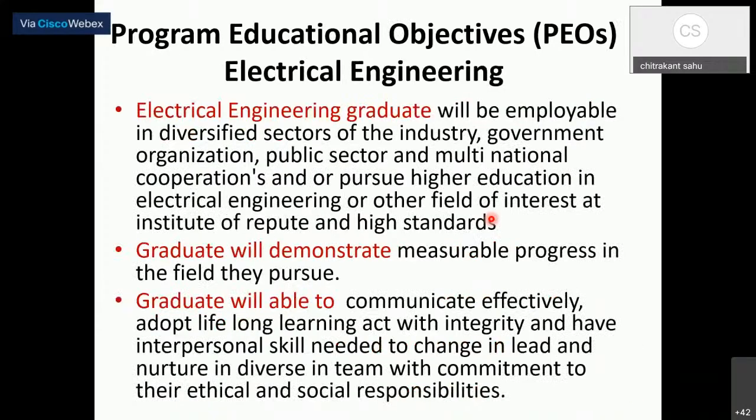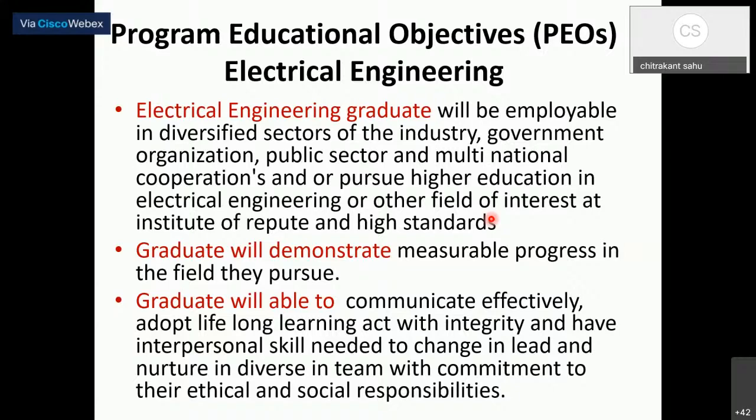So for an example of a program educational objective, I'm giving the example of electrical engineering. Electrical engineering graduates will be employable in diversified sectors of the industry, government organizations, public sectors and multinational corporations, and pursue higher education in electrical engineering or other fields of interest at institutes of repute and high standards. So this can be one of the PEOs.